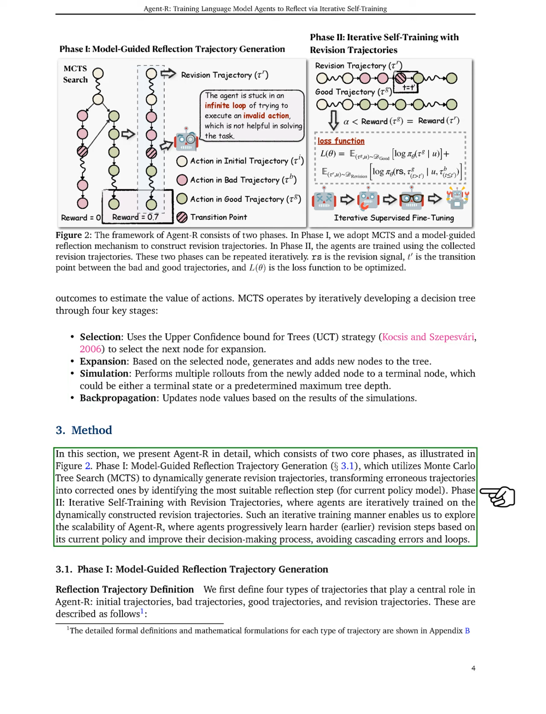Next, we introduce Agent R, which has two main phases. Phase 1 involves model-guided reflection trajectory generation, where we use MCTS to create revision trajectories that turn incorrect paths into correct ones by finding the best reflection step for the current policy model. Phase 2 is iterative self-training with revision trajectories, where we train agents on these dynamically created revision paths. This iterative approach allows agents to learn progressively more challenging revision steps, enhancing their decision-making and preventing repeated errors.